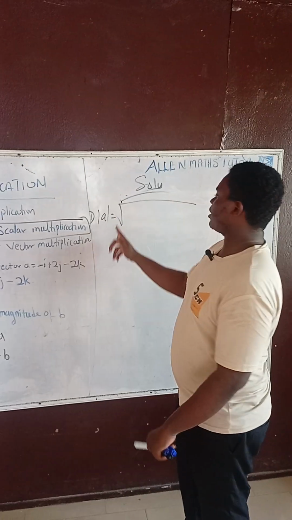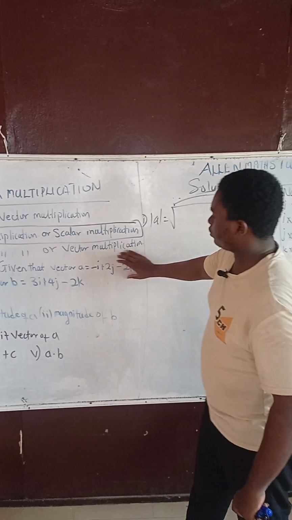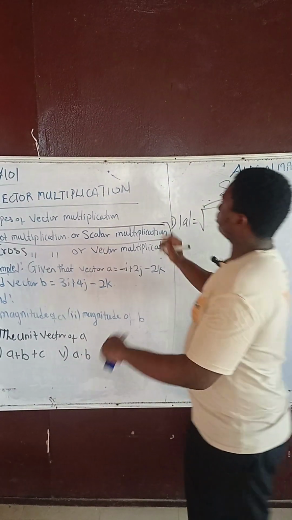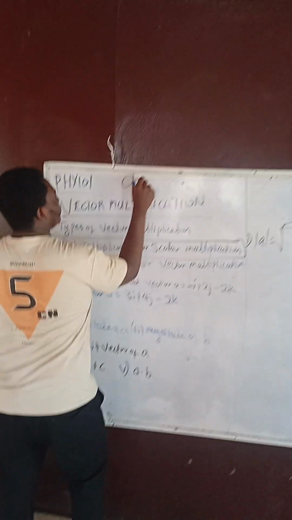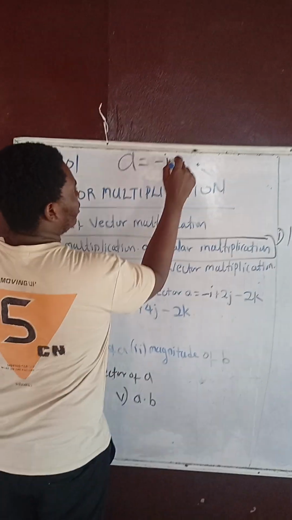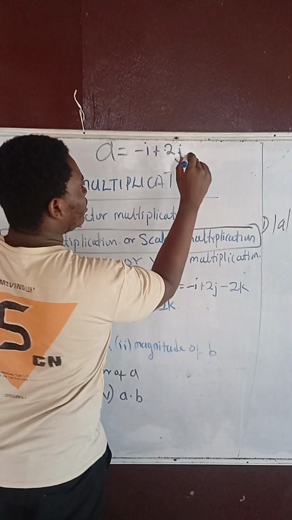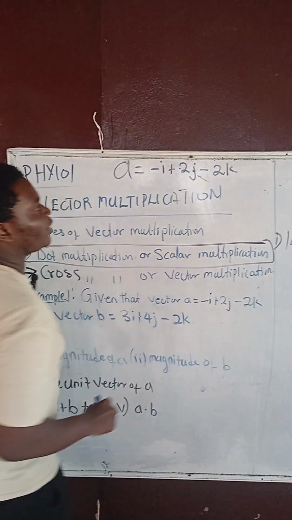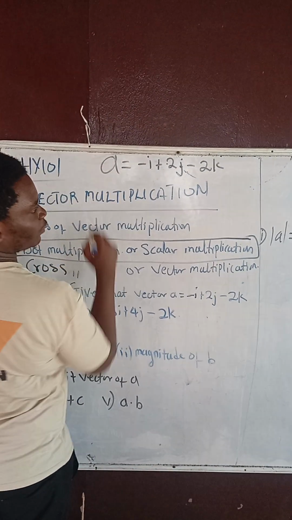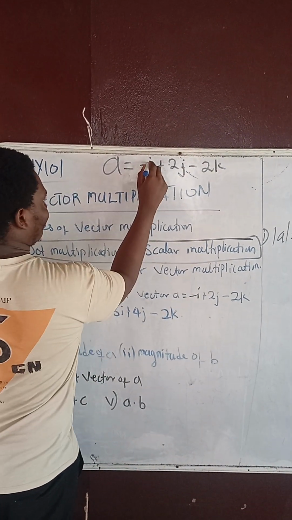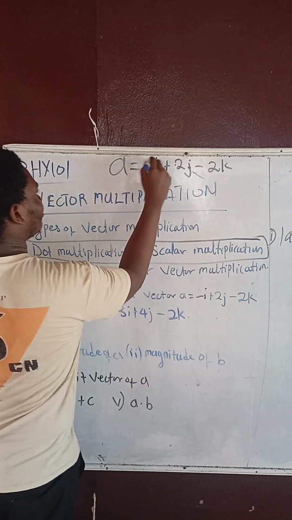Now, when I mean modulus of A, what I'll do now? The first step is for me to draw my square root. Second step, now look at the vector A. Now write it out so that you can see it boldly. A is equals to minus i plus 2j minus 2k. Look at them very well. What's the coefficient of i here? The coefficient of i here is minus 1. There's an invisible 1 here, which is minus 1.